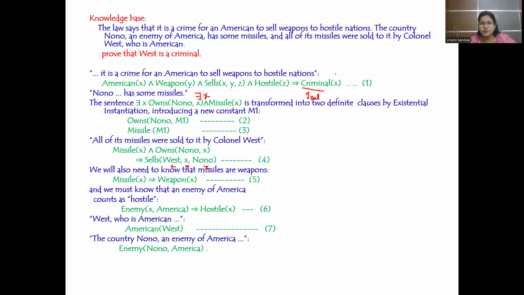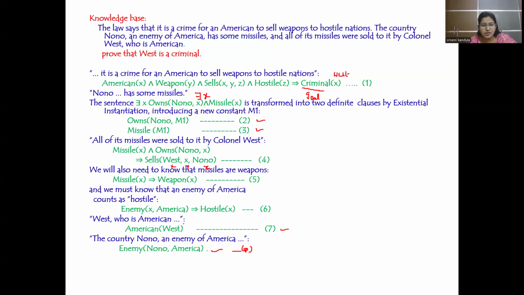Here this X should become Colonel West. So we should prove that he is a criminal. We will start with the goal and then finally we should end up with the simple sentences or atomic statements which lead to true or false. Now from here, can you identify what are the atomic statements that we have? This is the one, this is the one. Here this is the one and here we have one more. This also we have.